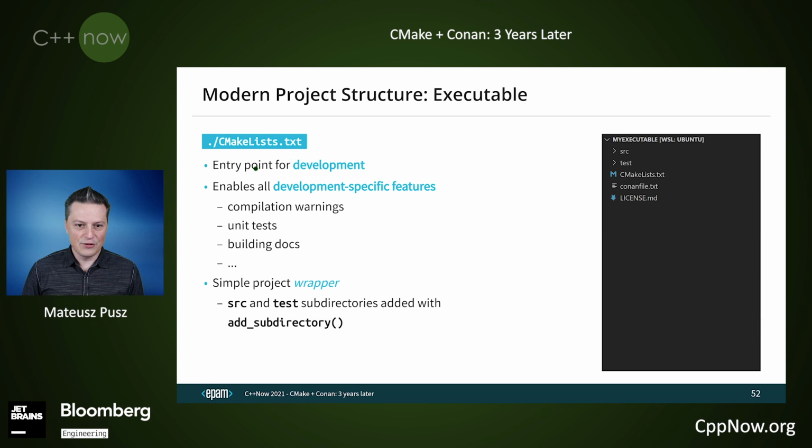CMakeLists is an entry point for development. You open it with your IDE, for example, or do CMake configuration in your CI from the command line. It enables all developer-specific features, compilation warnings, unit tests, building docs, whatever, everything that should be provided by default for developers to provide correct build in CI and in their daily flow. And it's a simple wrapper. Besides setting those flags and development environment, it is just a simple wrapper including source and test, because they have their own CMake files there.